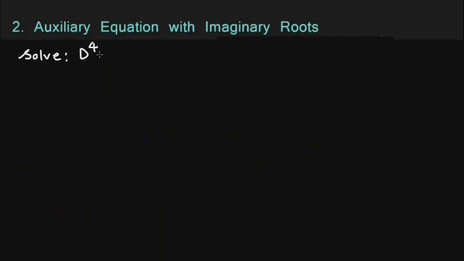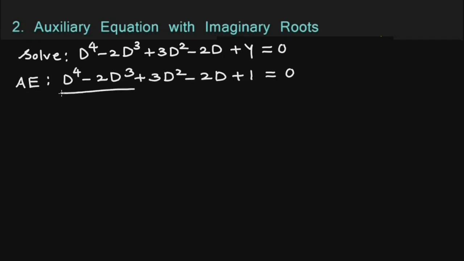Solve D raised to 4 minus 2D cube plus 3D square minus 2D plus 1 equals 0. The auxiliary equation is this; it is an expansion of a trinomial in D. Square root of D raised to 4 is D square. Since there are two negative terms here, we will take minus D, and square root of 1 is 1, all whole square. Expanding this trinomial, we will check whether we get the same expansion.